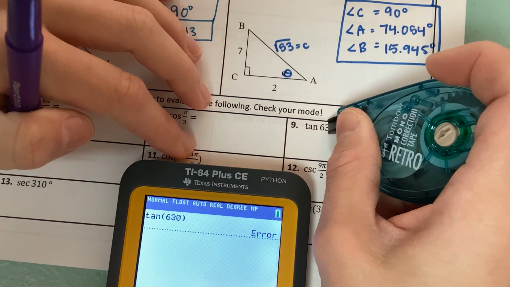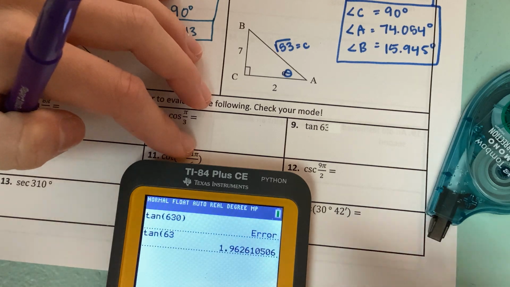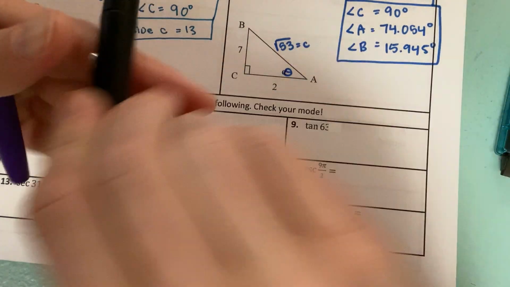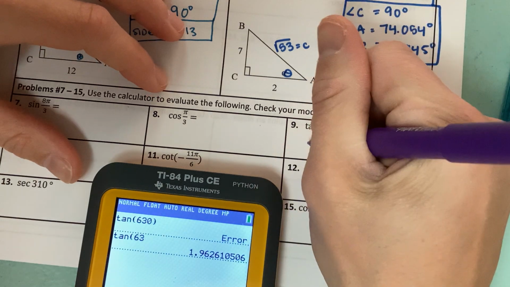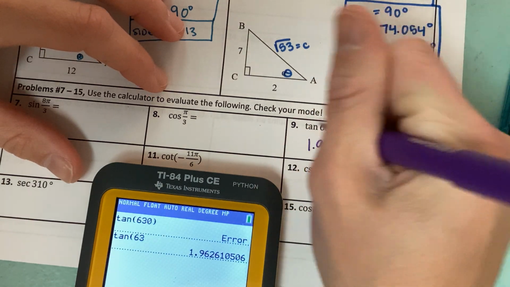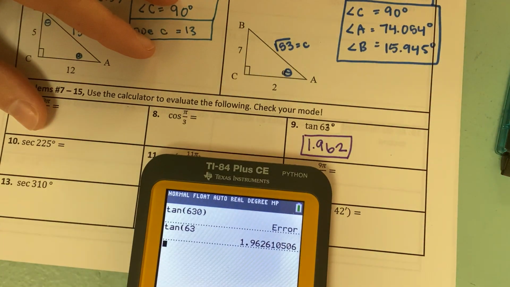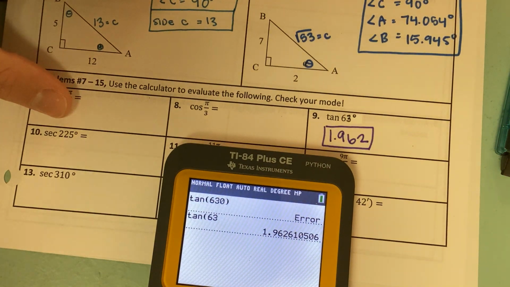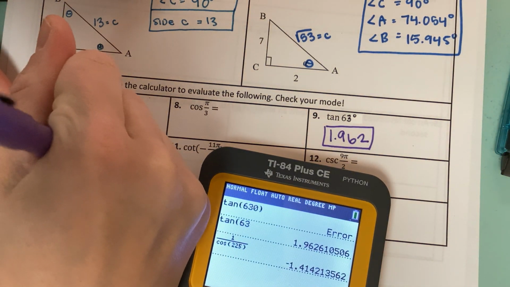Let's change that to be 63. That's better. I'll fix that before I make copies. 63 degrees. All right, 1.962. All right, let's see which other one. Secant of 225. So secant is going to be 1 over cosine 225. So that one's going to be negative 1.414.